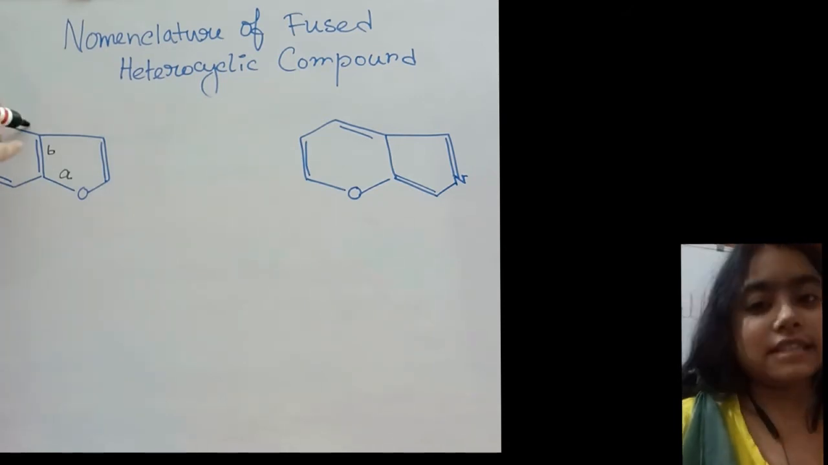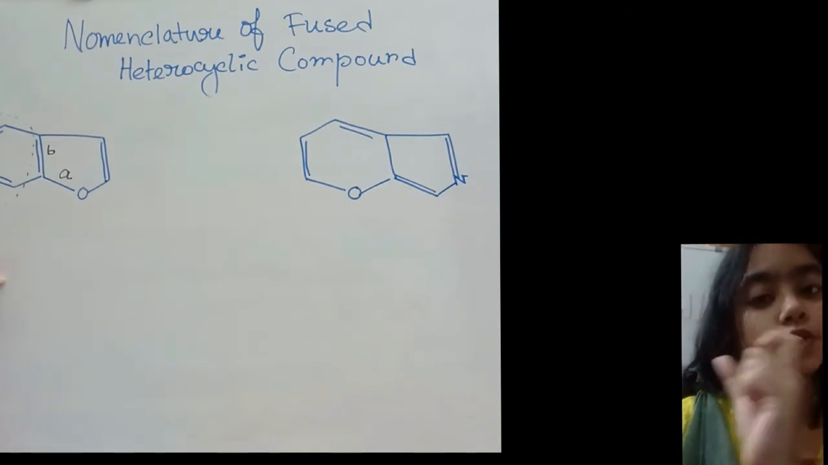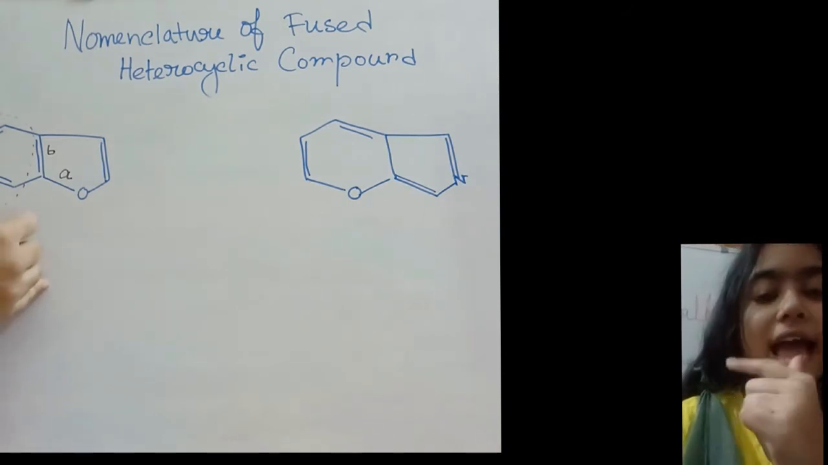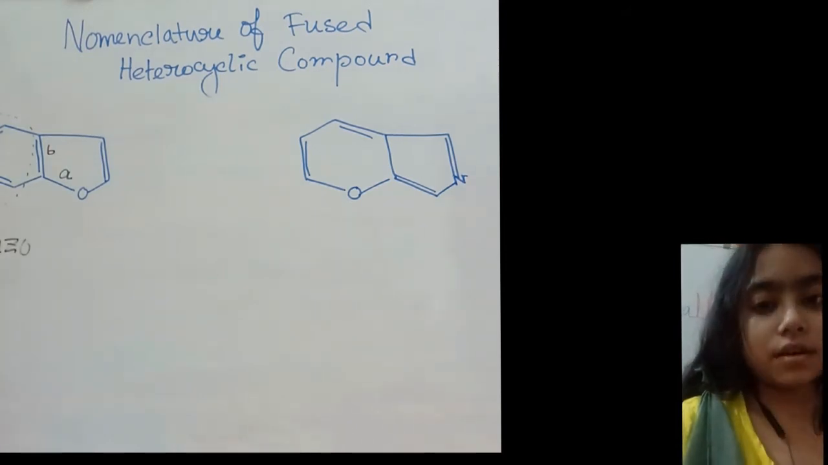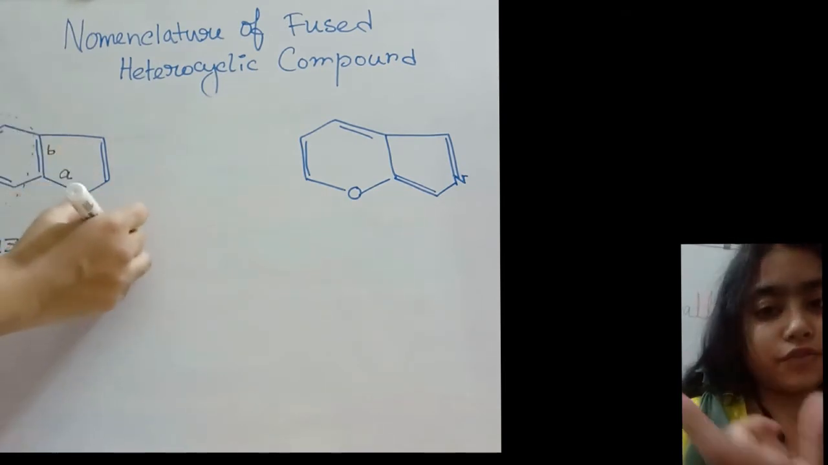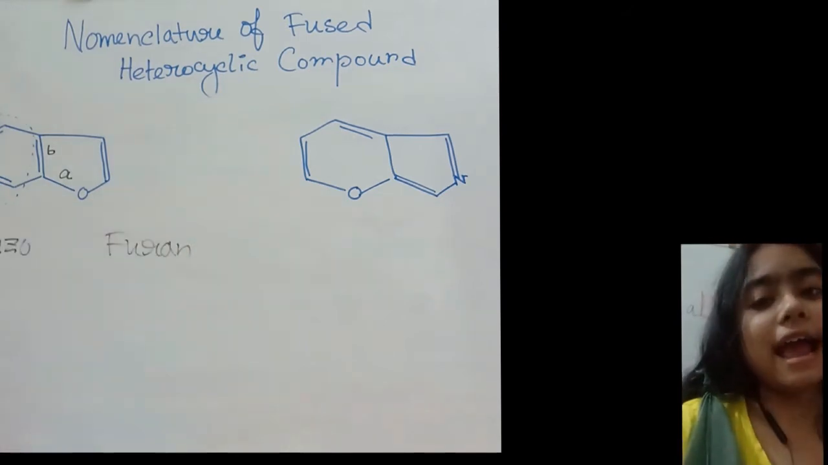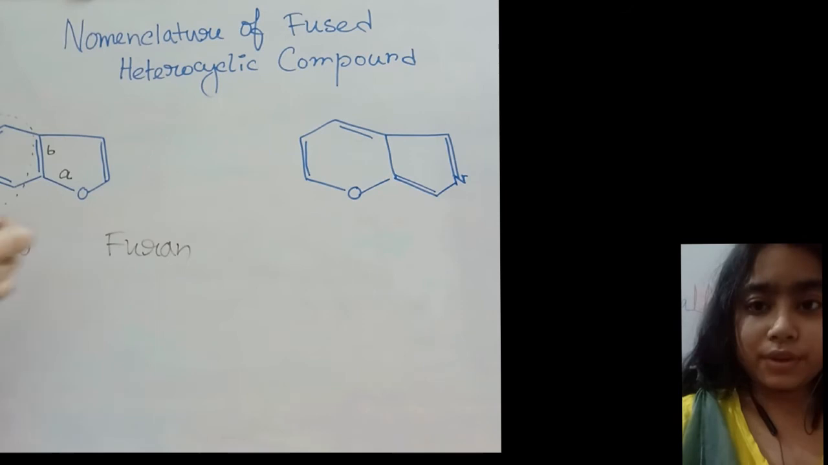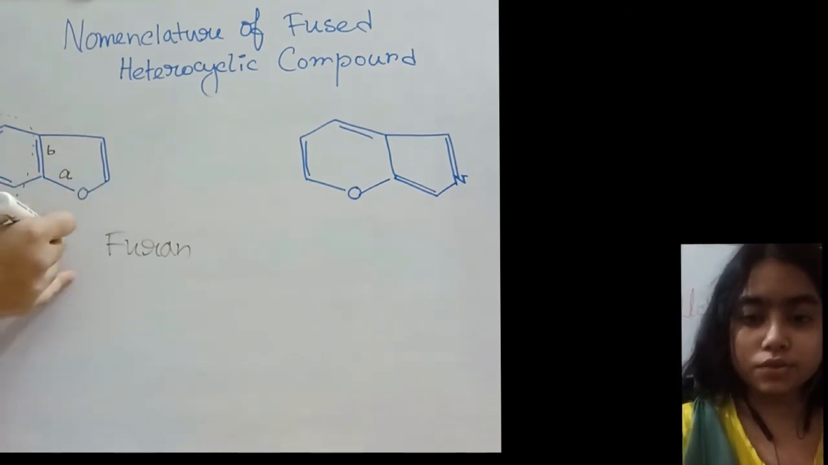Here the name for the prefix is benzene and we will take it as benzo, and then put the name of the base component. It is a furan ring, so we will put furan here. As we are putting furan here, we will leave a space here. Why? To put something here.